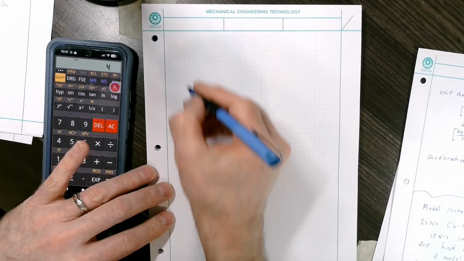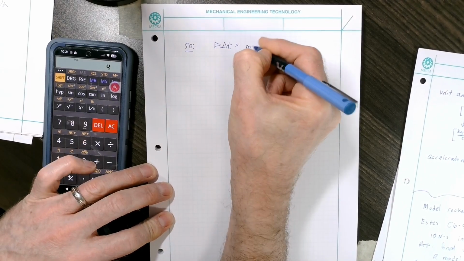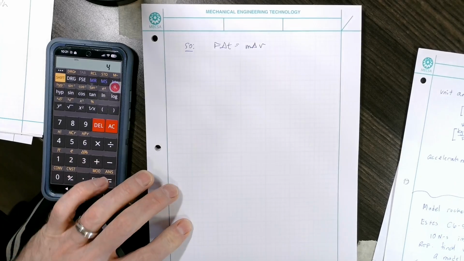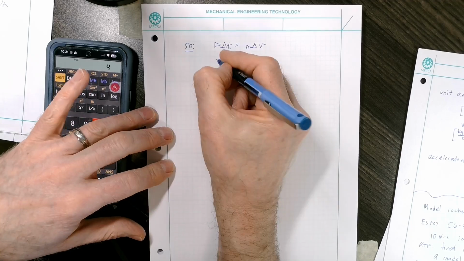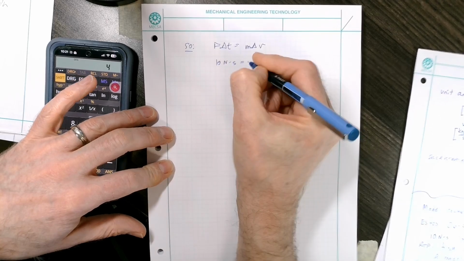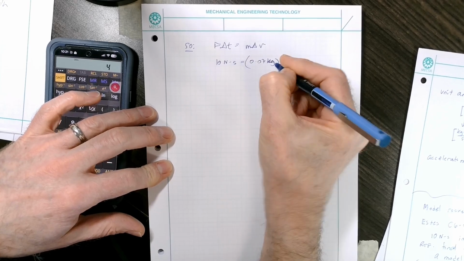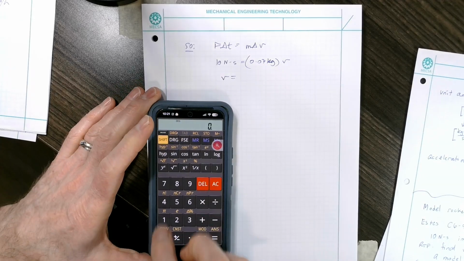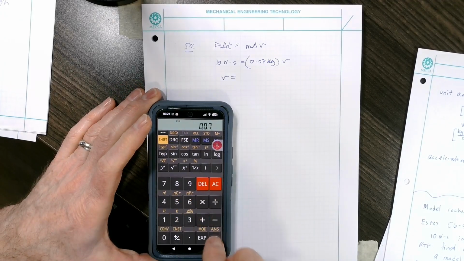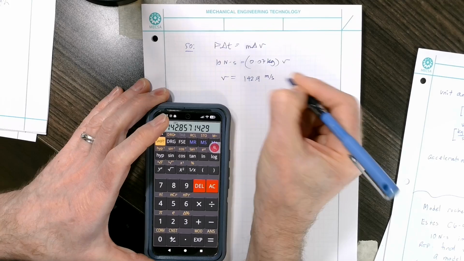But so here we go. F delta T equals M delta V. Again, it's a direct hit. We've got 3 of the 4 values. F delta T, 10 Newton seconds. Mass, 0.07 kilograms. Unknown is velocity. Velocity equals, well, very cool, 10 divided by 0.07. 142.9 meters per second.